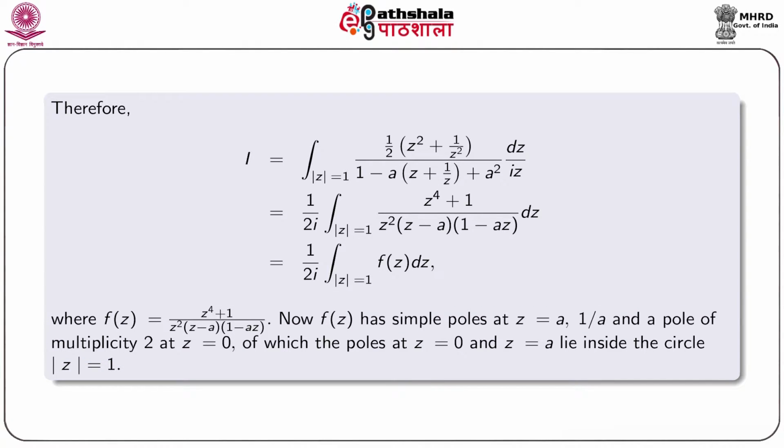Now f(z) has simple poles at z = a and z = 1/a, and a pole of multiplicity 2 at z = 0, of which the poles at z = 0 and z = a lie inside the circle |z| = 1, because a² is less than 1.